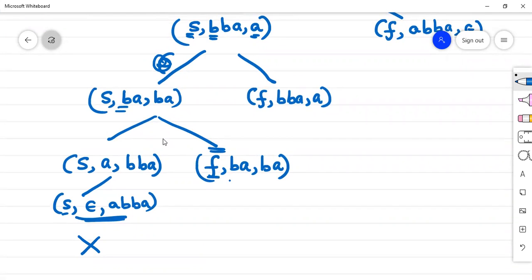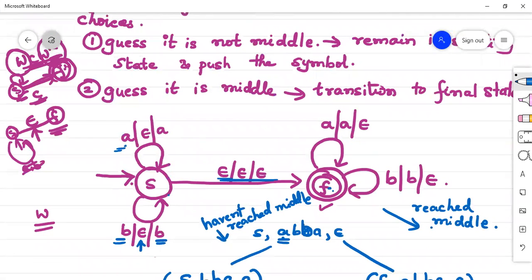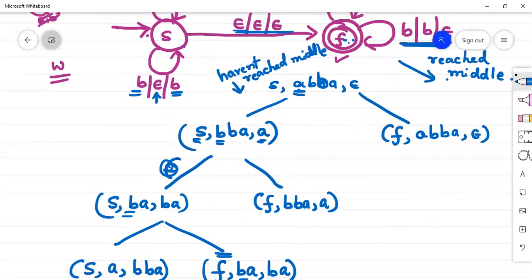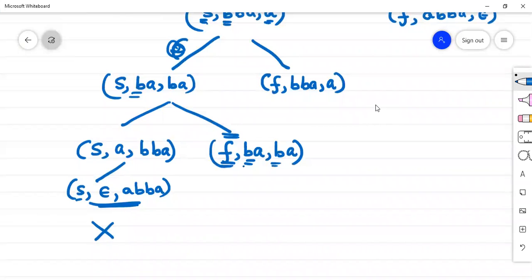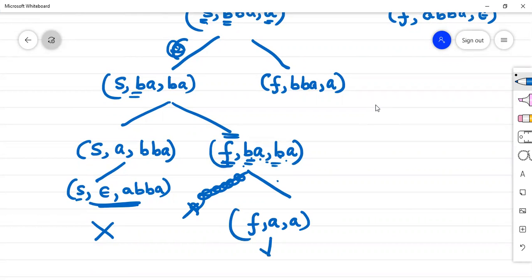Now coming to this, FB on B, I have a transition, isn't it? Here see, pop it. When you are in F, A on A also pop, B on B also pop, correct? So FB on B, again two choices. I'll assume haven't reached the middle, but there is no action, so it stops here. I'll assume I have reached the middle. So FB on B, I have to pop. So since I pop, I'm left with FA on A. Again, FA on A also pop.